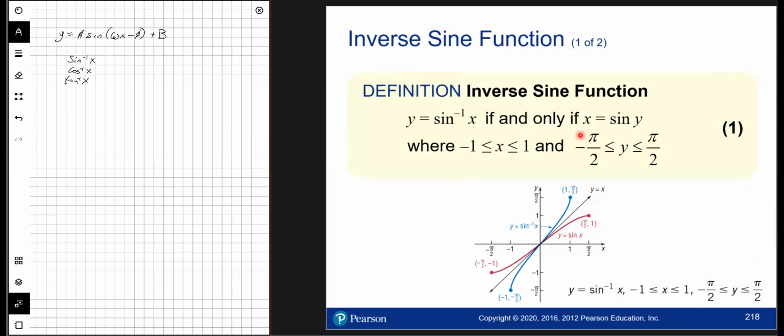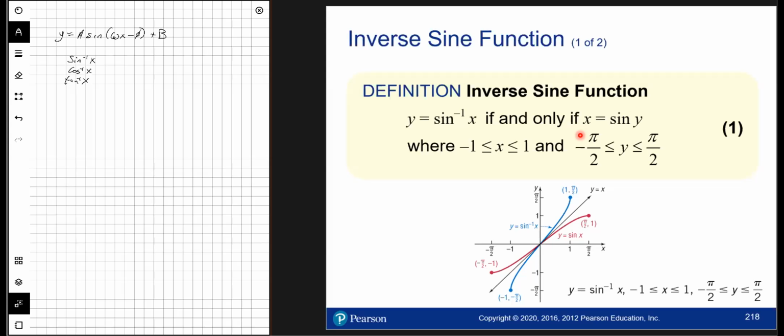Y equals sine inverse x if and only if x equals sine of y, where y is theta between negative pi over 2 and pi over 2, and x is a real number between -1 and 1, and both of those intervals are inclusive because it can equal the endpoints.